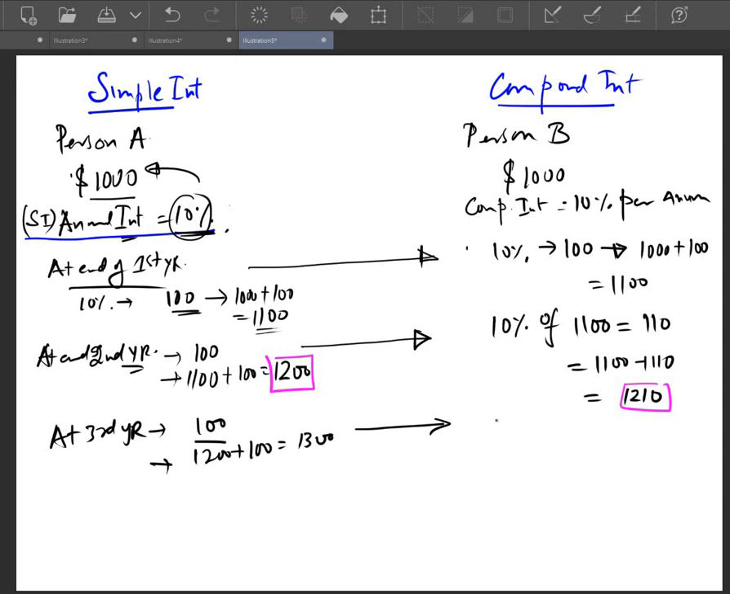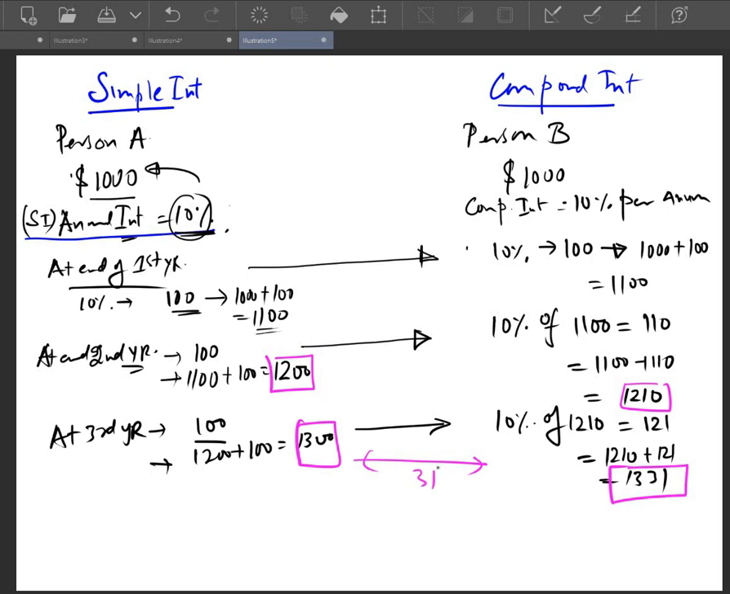And you see, the magic of compounding has started to make a significant difference in person B's outstanding balance. So what happens at the end of third year? 10% of not the $1,000, but 1210, which is $121. So how much is this guy's balance at the end of third year? It is 1210 plus 121, which is 1331. So you see a clear difference of $31 in just 3 years.